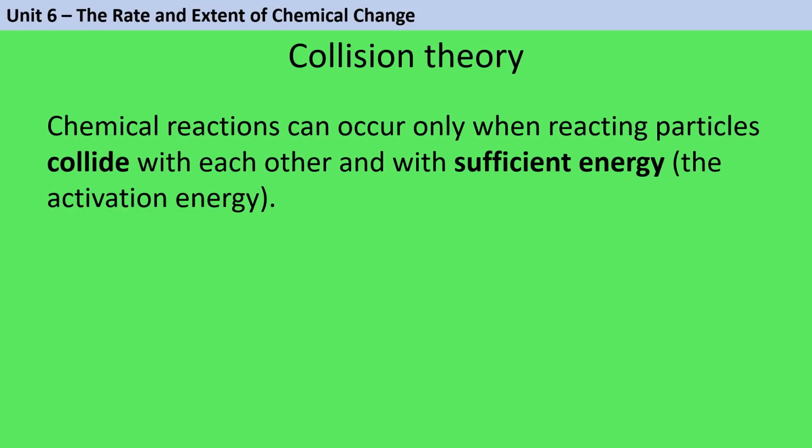Now we've talked about how to calculate a rate, we need to think about why it might change, and to explain that, we need to use collision theory, which is the idea that chemical reactions only happen when the reacting particles collide with each other, so they bang into each other, and when they have sufficient energy. And we call this minimum amount of energy the activation energy.